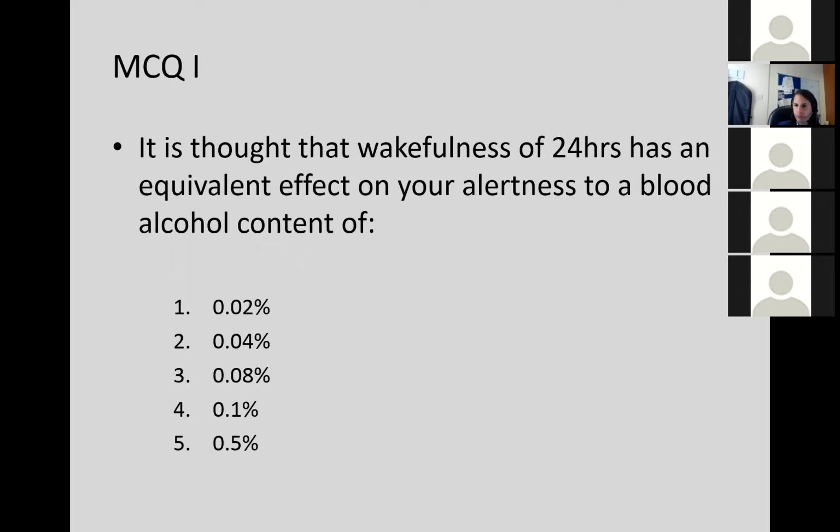So wakefulness of 24 hours, some research has shown that if you're awake for this time, what equivalent alcohol content in the blood does this equate to? Is it 1, 2, 3, 4, or 5? So I'll give you about 10 seconds, 15 seconds to vote.